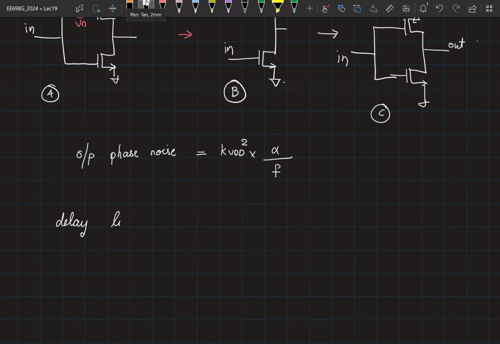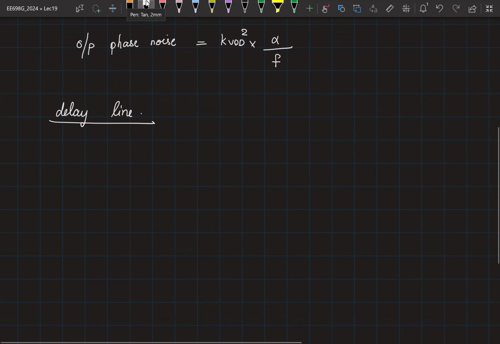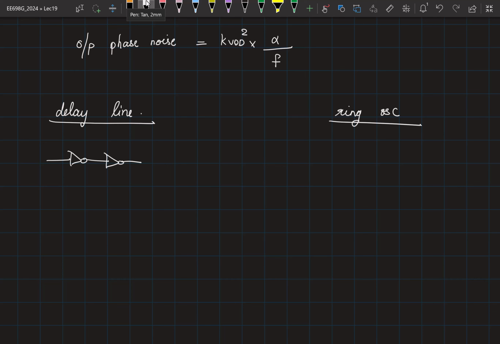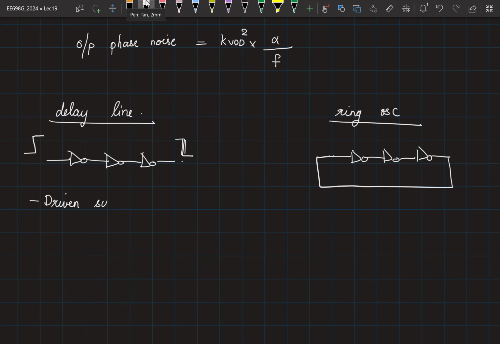Okay, so now let's say I take a delay line and I take a ring oscillator. Now a delay line is simply a cascade of multiple buffers or inverters. For the ring, I take the same delay line with an odd number of inverters and I connect it like this. Now in a delay line, whatever input I apply here, the same input is going to pass through multiple stages, which means it's going to get some jitter added and then it will appear at the output. Okay, this is what we call a driven system.